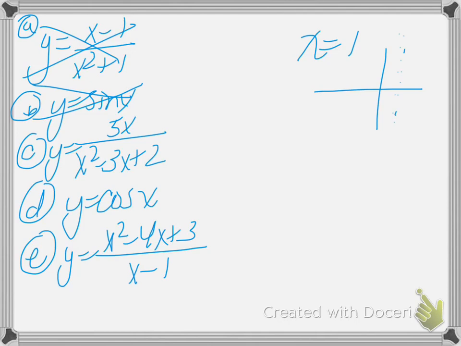For C, if I put 1 in my denominator, I get 1 minus 3 plus 2. That equals 0. So C is definitely a problem. D, there is no denominator. And if I look at E, I put 1 in there, I get 1 minus 1 equals 0. So it's between C and E. But keep in mind, it's only a vertical asymptote if it doesn't cancel, because then it's a removable discontinuity.